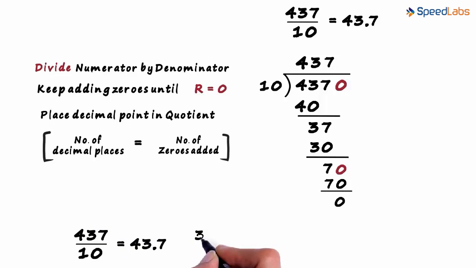What about 301 divided by 100? As there are two zeros in the denominator, we write the decimal fraction as 3.01. From the rightmost digit, we moved two places to the left.